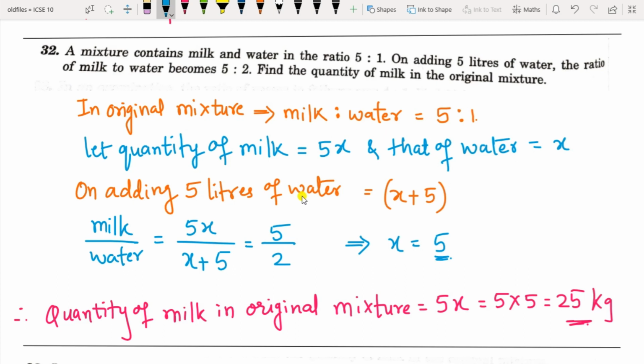On adding 5 liters of water, so water should be 5 liters more, so it will be x plus 5. So milk to water will be, milk is 5x, water is x plus 5. Now the ratio will become 5:2. Cross multiply and you will get value of x as 5. So quantity of milk in the original mixture is 5x, so it becomes 25 kg.